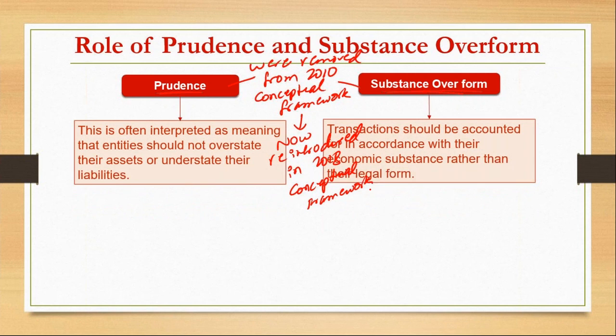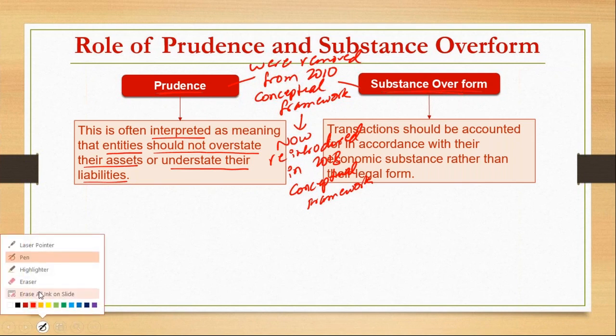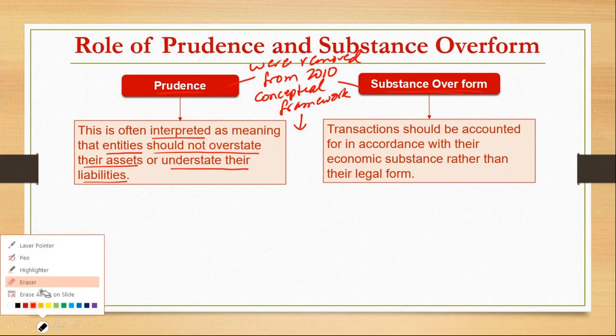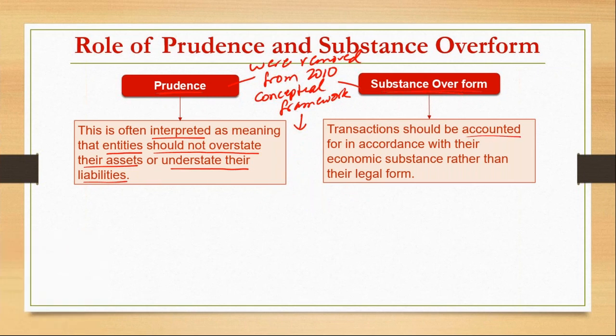Now, what are these concepts? That's pretty simple. Prudence is often interpreted as meaning that entities should not overstate their assets or understate their liabilities. We should not overstate the assets and we should not understate the liabilities. This is what is called the prudence concept. And the substance over form concept is that the transactions should be accounted for in accordance with their economic substance rather than their legal form.